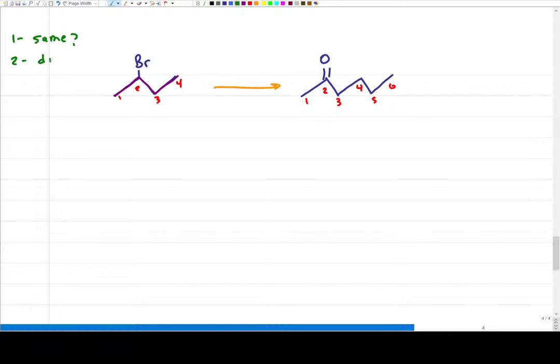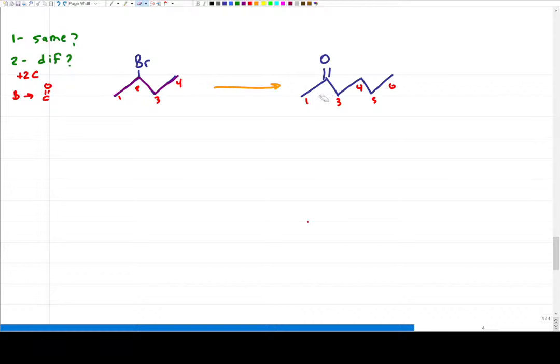Step 2, or question 2, what is different? What's different is that I added 2 carbons and I turned a bromine into a ketone. This is a tricky problem, so before we even go into it, we have to consider a different question. The 4 carbons in my reactant don't have to be these 4 carbons in the product. They don't have to be numbered that way.